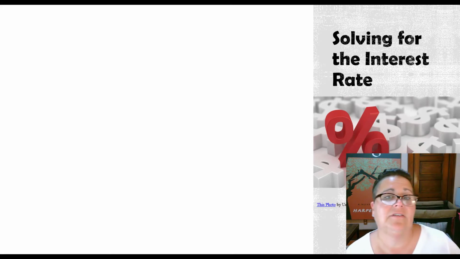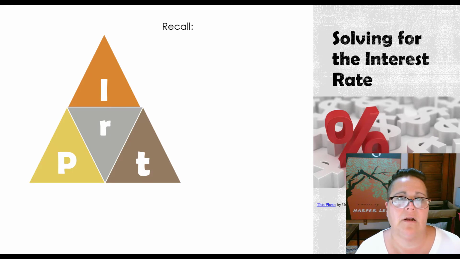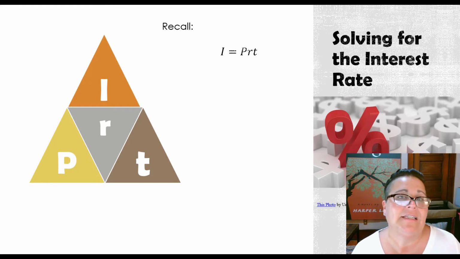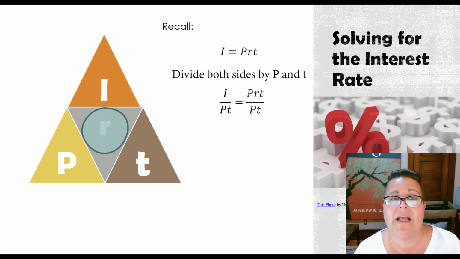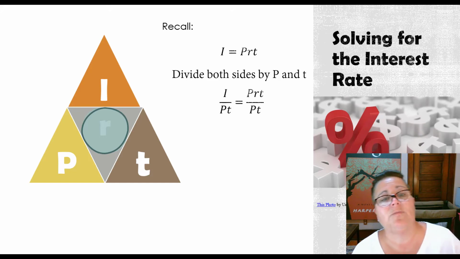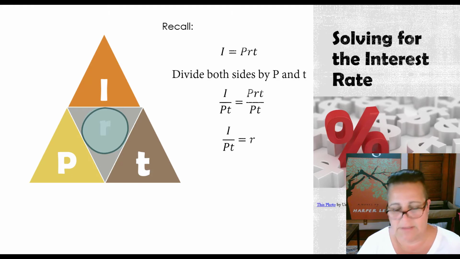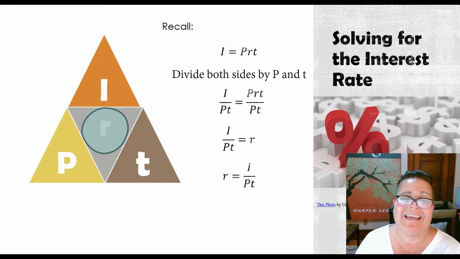Our next task is to solve for the interest rate. So we're going to start with the same idea. We've got our magic triangle on your left, and we know interest is equal to principal times rate times time, or I is equal to PRT. In order to isolate the R, we're going to divide both sides by P and T. That means we're going to have I over PT is equal to PRT over PT. Again, the P's and the T's will cancel on your right-hand side, giving you I over PT is equal to R, or R is I over P times T.